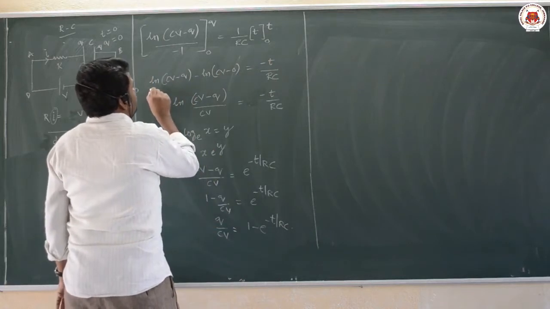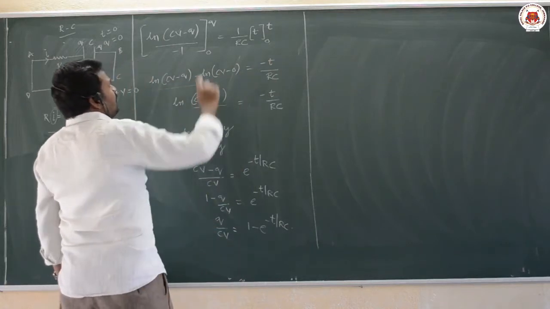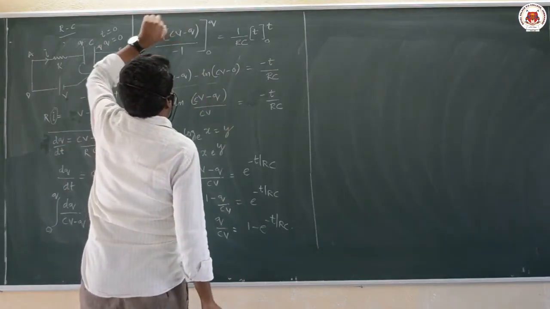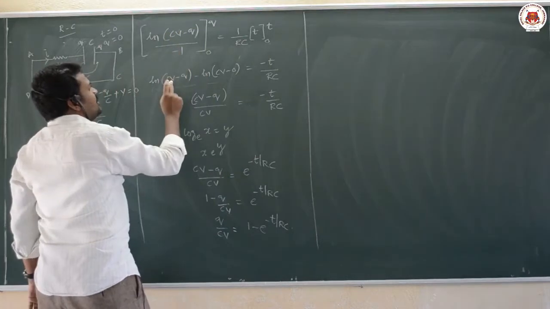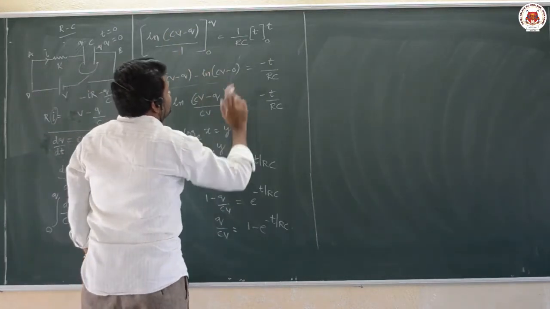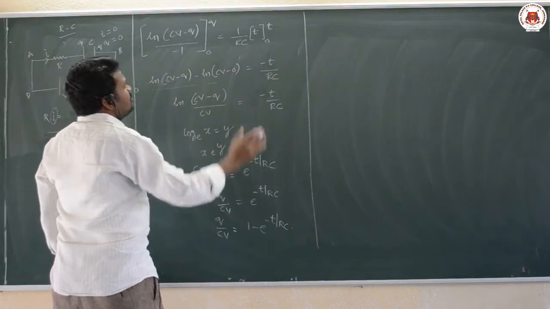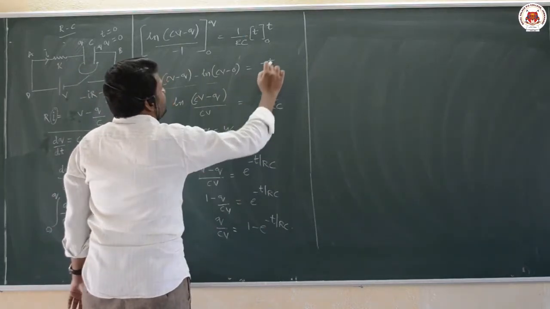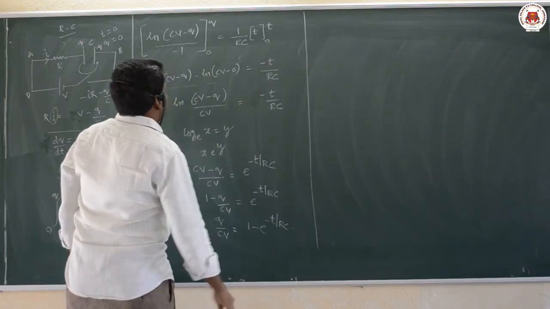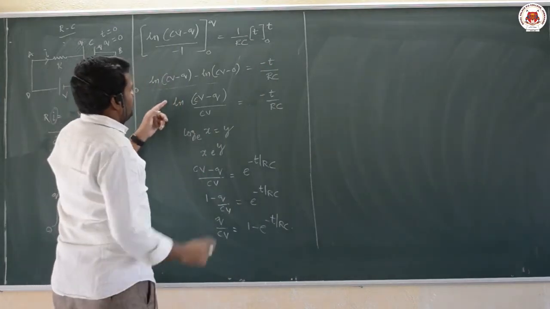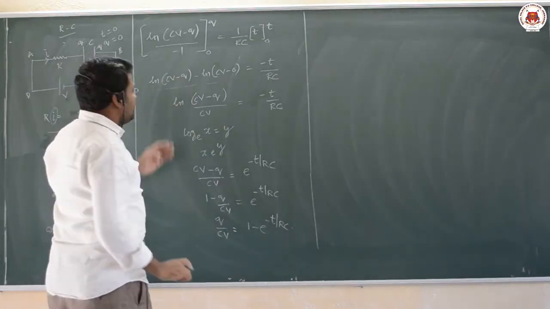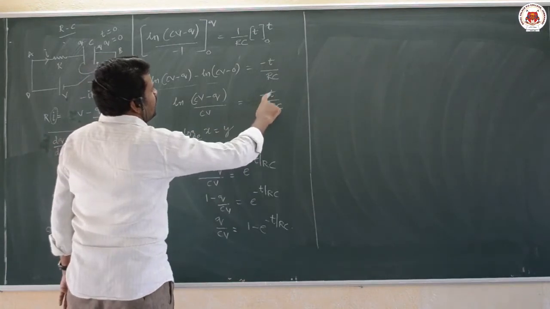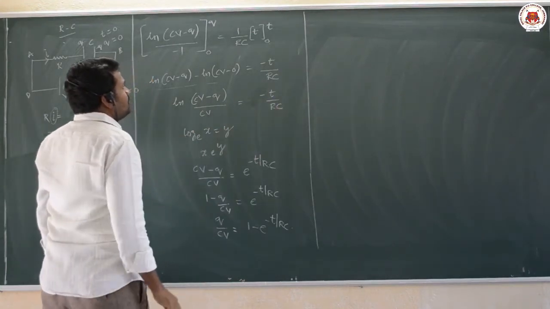Now one time you substitute Q, next time you substitute 0. In this, after getting the answer, in one place I am substituting Q and in the next place I am substituting 0, upper limit minus lower limit. Now that is equal to minus T by RC, you will get. Now this is in the form of log A minus log B, I can write log A by B. Log A by B is equal to minus T by RC.